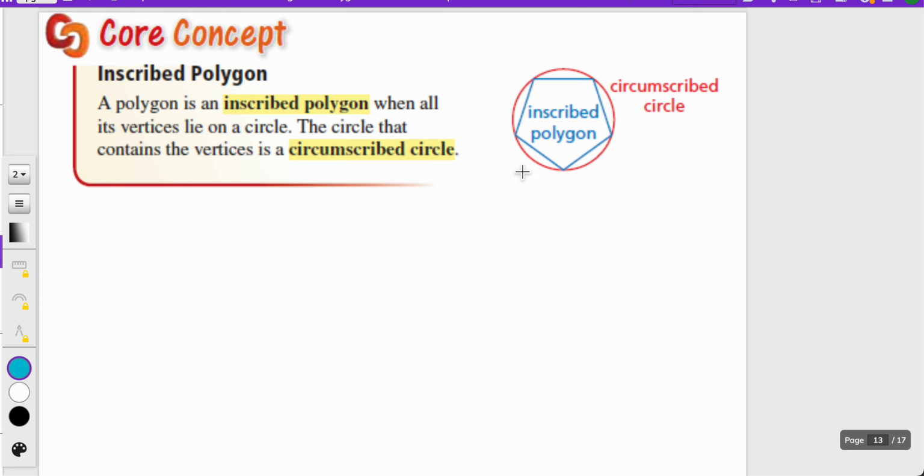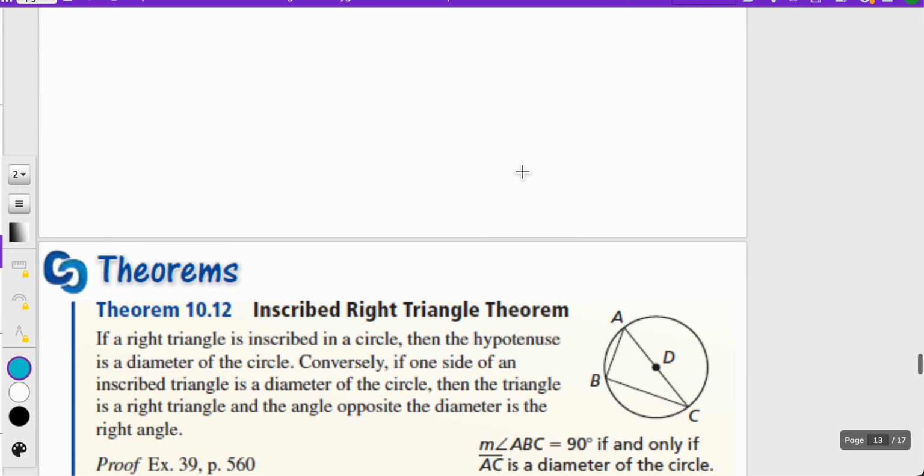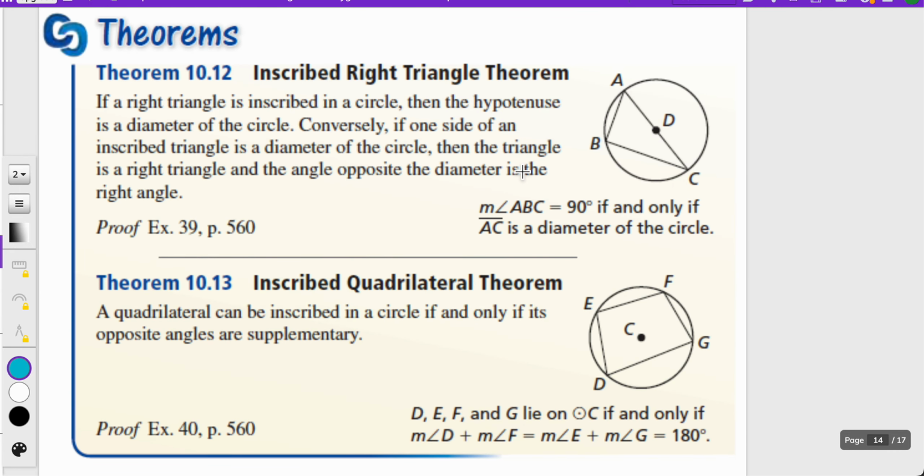All right, an inscribed polygon is a polygon where all its vertices lie on a circle. The circle that contains the vertices is the circumscribed circle. So that just means it's going around the shape, okay? So we have some theorems about those things.